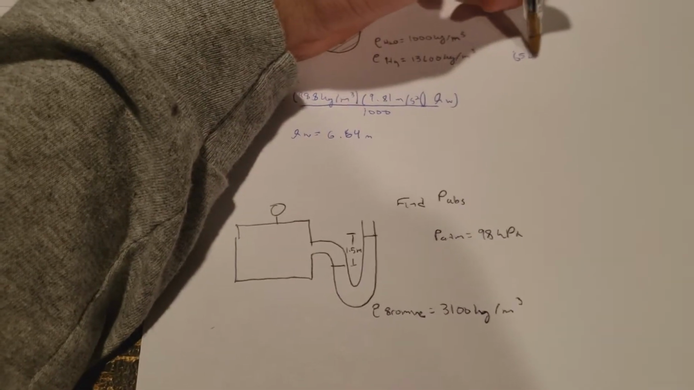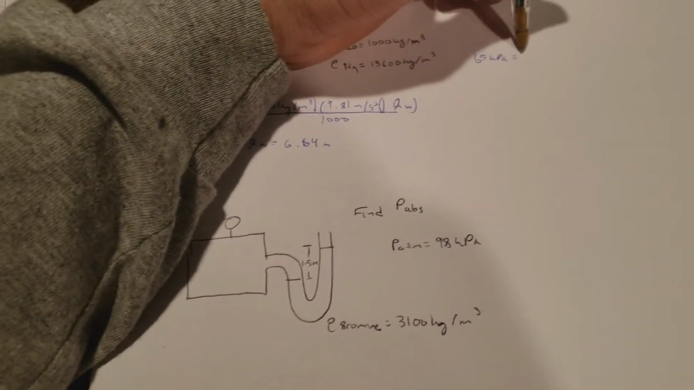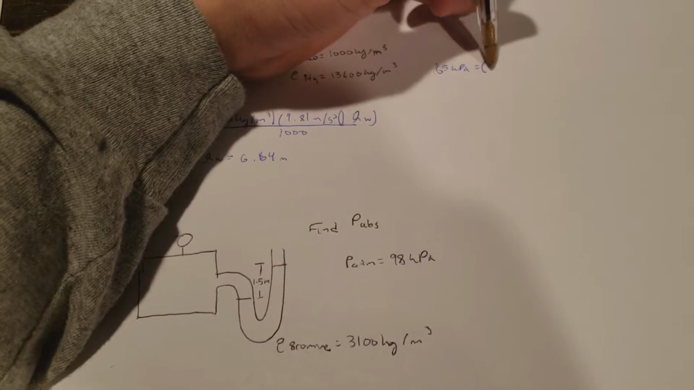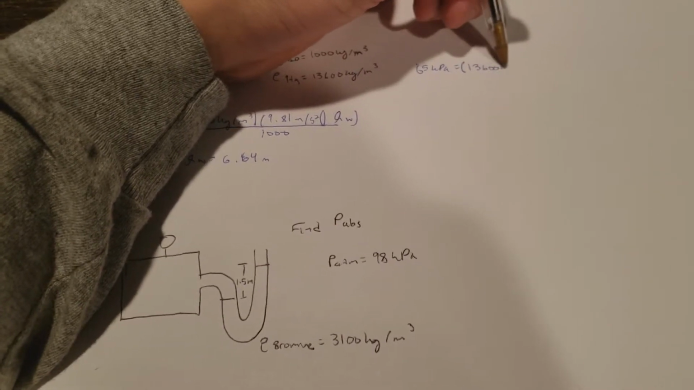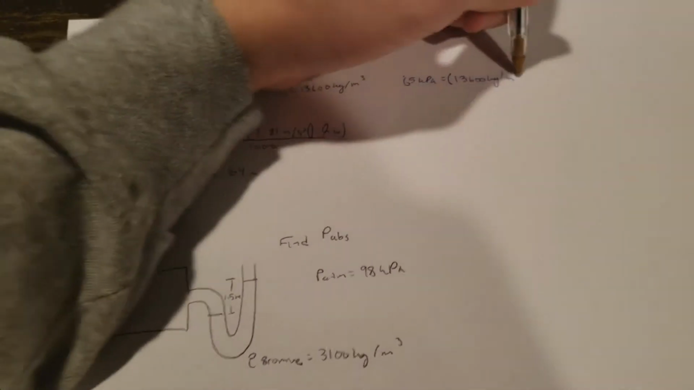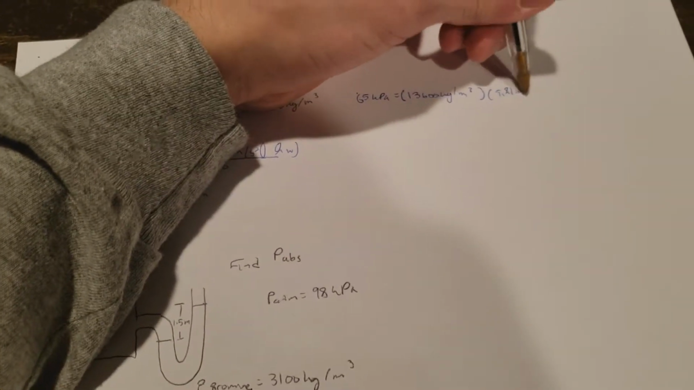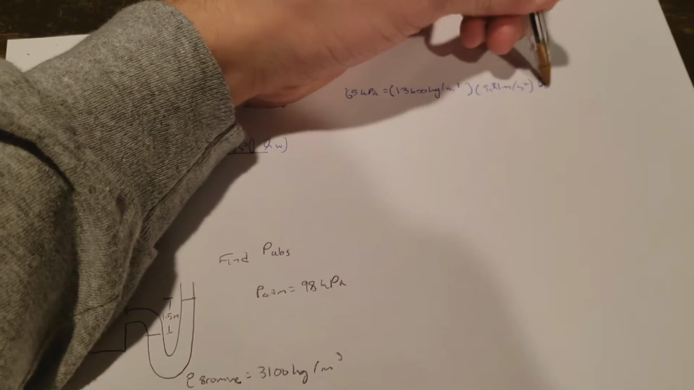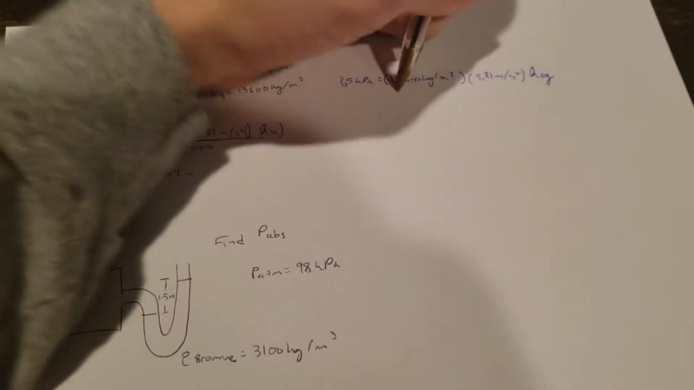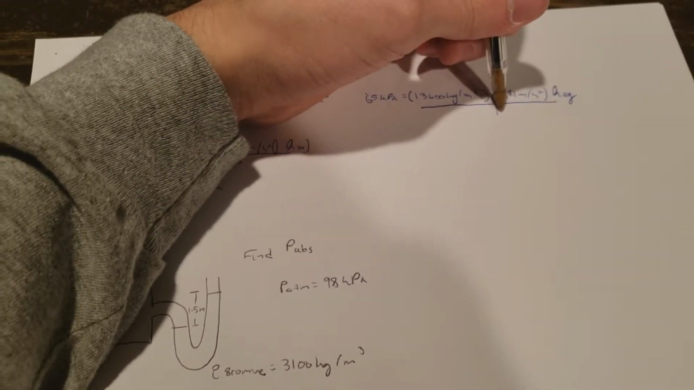Let's use some mercury instead. So we're going to use this density instead. It's much more dense. Again, multiply that by gravity, and then the height of our little column of mercury.